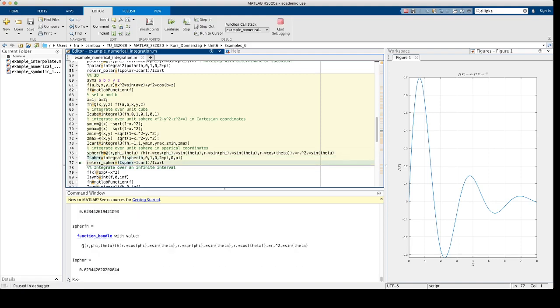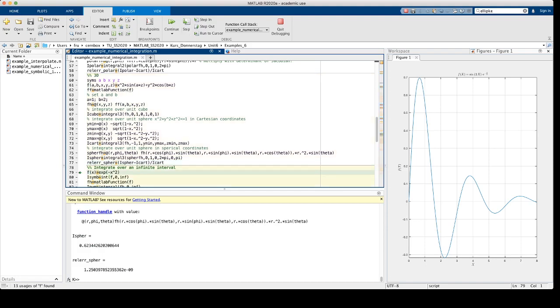Okay, we can now again compute the relative error of the two integrals, one in Cartesian coordinates, the other one in spherical coordinates, and we see an error of the order of 10 to the minus 9.